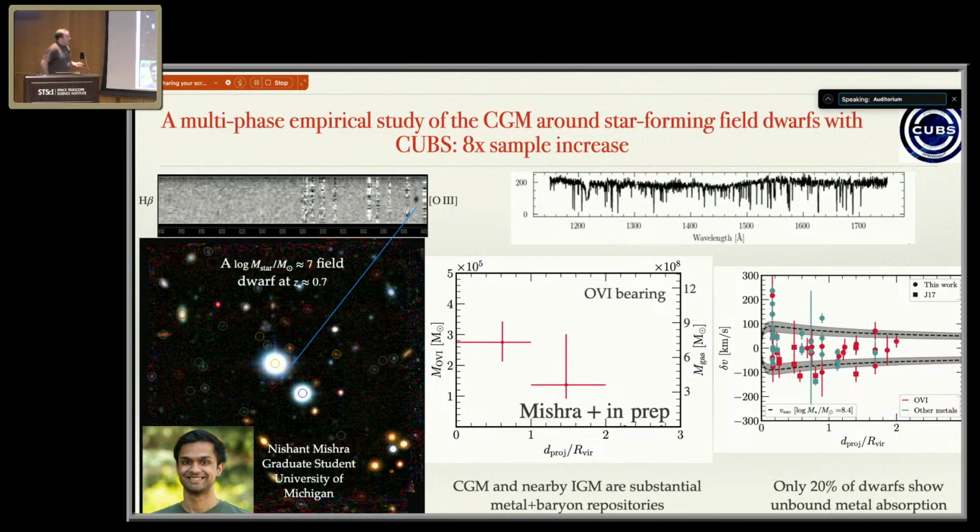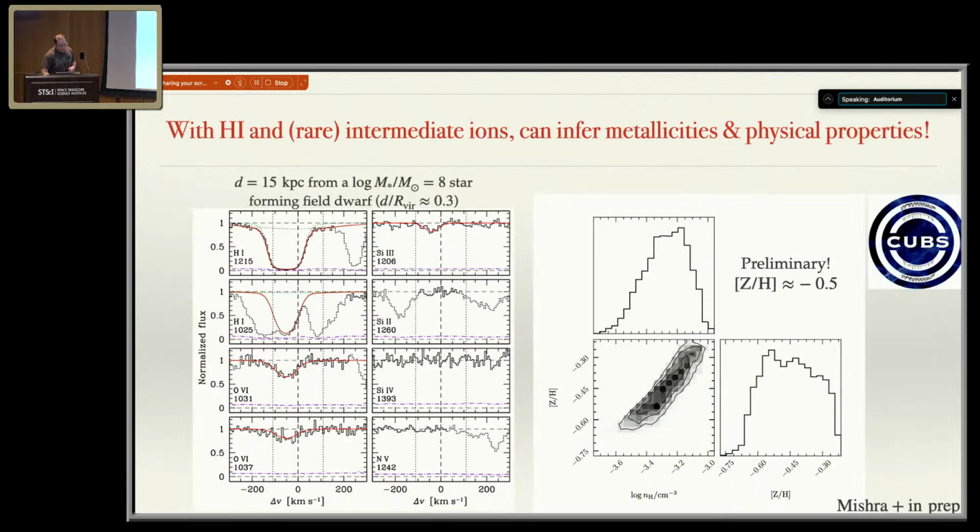Interestingly, when we look at the kinematics, so this is the velocity of the absorbers relative to the galaxies as a function of projected distance normalized by the virial radius, where the error bars are not error bars, they're the absorber widths. We found that only 20% of these dwarf galaxies show evidence of unbound metal absorption. So these dwarfs are actually quite good at hanging on to their metals. They're ejecting it out of the ISM nicely, but it's sort of hanging around in their local cosmic environments.